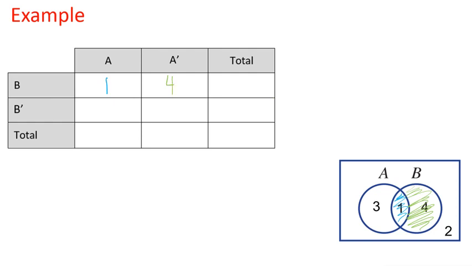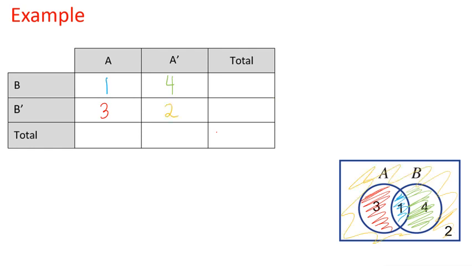Then the next one, not B but A. So A and not B, that's here. This is A and not B, which is 3. And then the last one is not A and not B, which we know is the outside, which is 2.